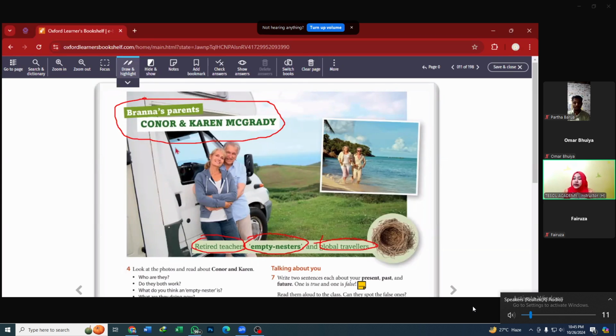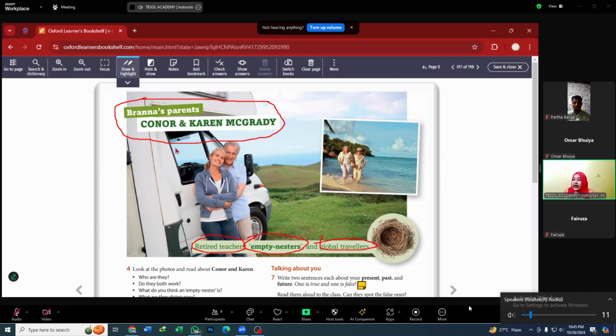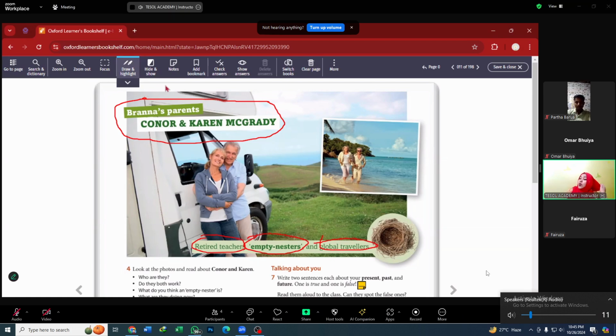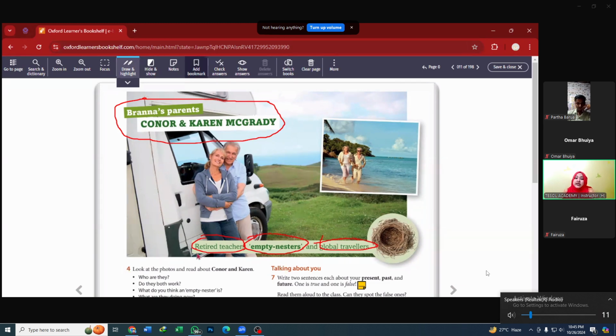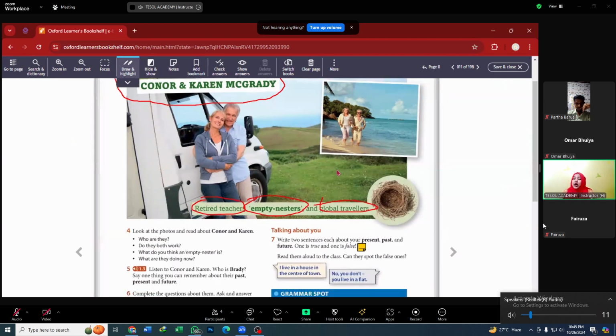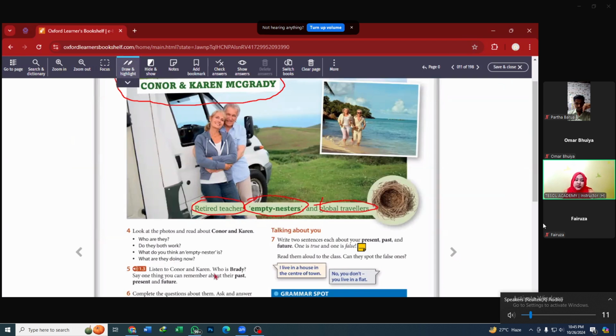And so we know that they're retired teachers, they're empty nesters, and now what are they doing? They're traveling. They're global travelers, which means they're traveling the world at the moment. So they left their job and now they're traveling. So let's get to listen to them. Let's get to know them more, just like we learned about Brana. Okay, before that, let's look into the questions that are given in activity 4.